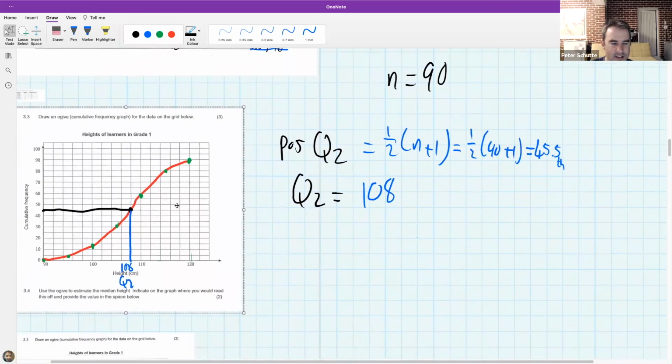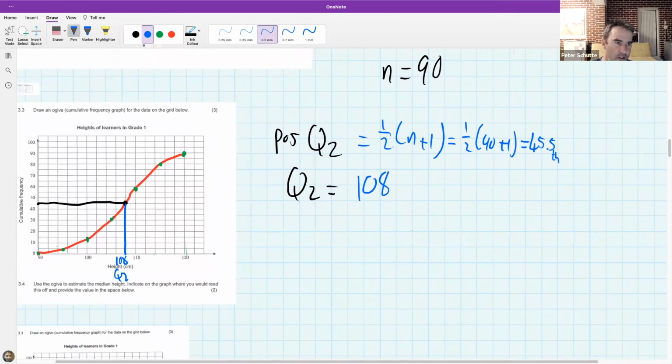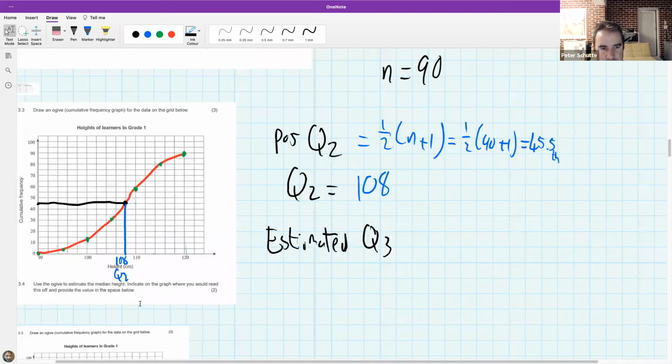I want to take this idea a little bit further. What if I ask you to calculate an estimated upper quartile or an estimated Q3? What do you think my first step is going to be here? I want to ask the class, what do you think my first step would be if I want an estimated Q3 from the data set? So pop into the chat or raise your hand to share.